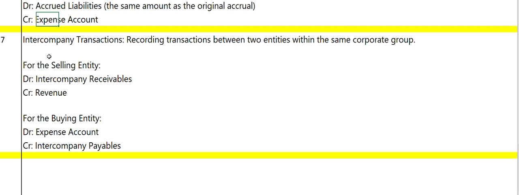The seventh one is intercompany transactions, recording transactions between two entities within the same corporate group. One entity would be selling and one entity will be buying. For the selling company, you have to debit the intercompany receivable because they are the receivers, credit to revenue. For the buying entity, it is an expense, because they are buying. Expenses are always debit. Expenses account debit to intercompany payables.